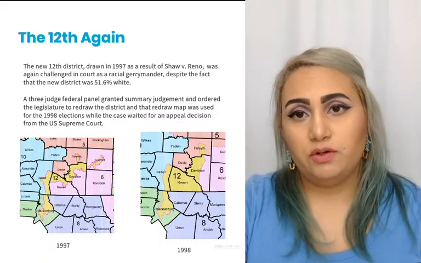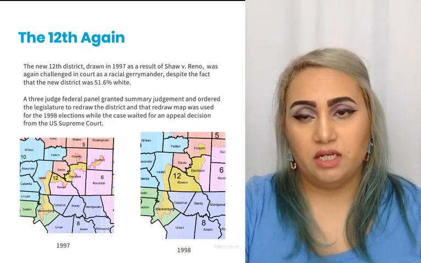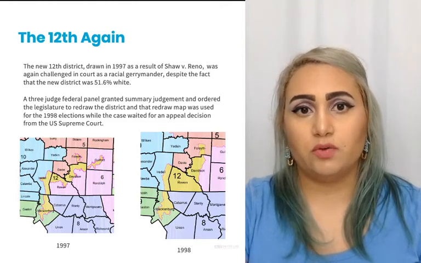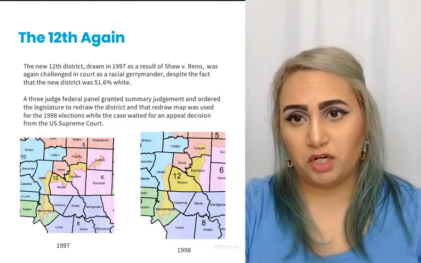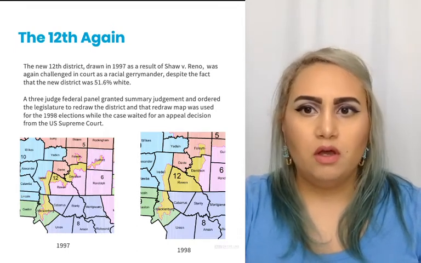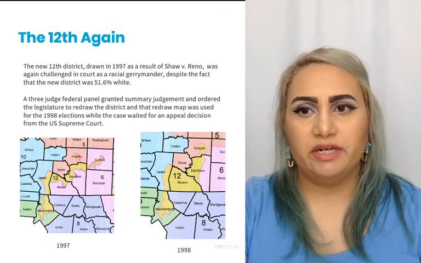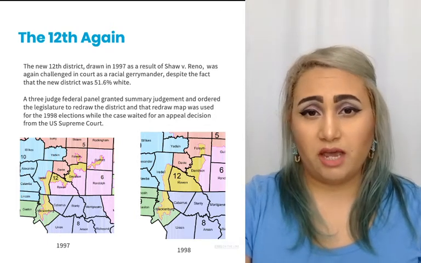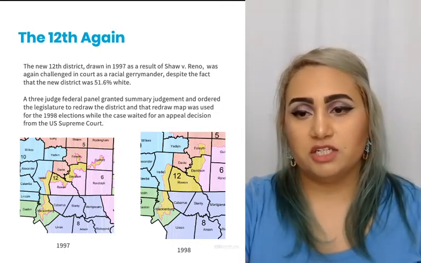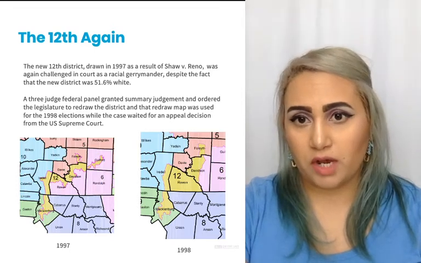All right, so Cromartie versus Hunt. This is the other significant case of the 1990s that we're going to talk about. So again, this was another suit about the 12th district. And this was a suit against the version that was drawn as a result of Shaw versus Reno in 1997. So this version was challenged in court as a racial gerrymander, despite the fact that the new district was 51.6% white. A three-judge panel basically granted summary judgment, so they said that they felt that the evidence was so strong that it was a racial gerrymander in this case that they were going to go ahead and order the legislature to redraw the map without a full trial.